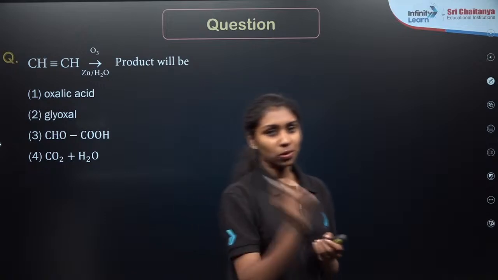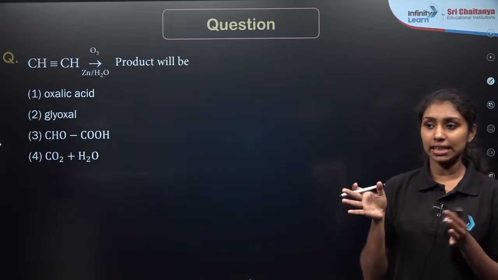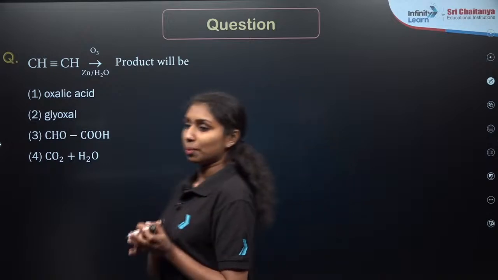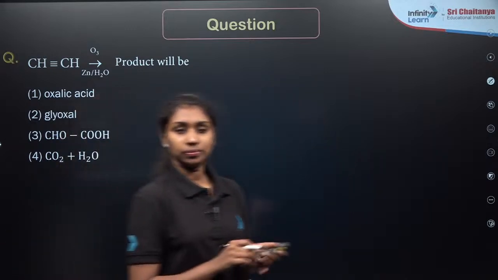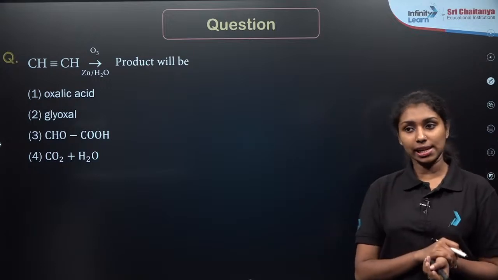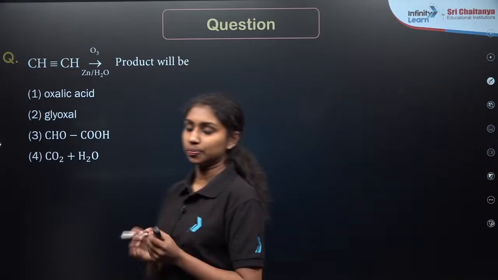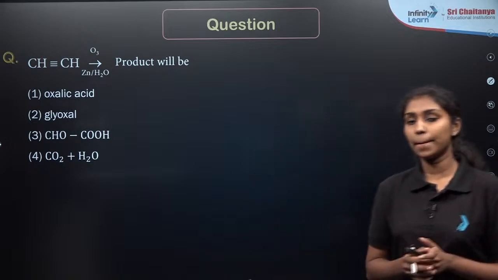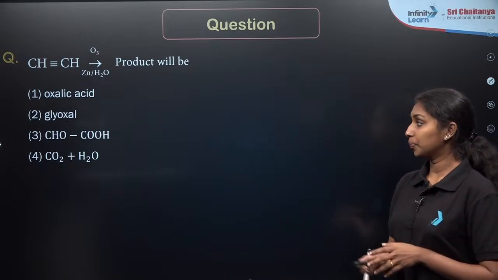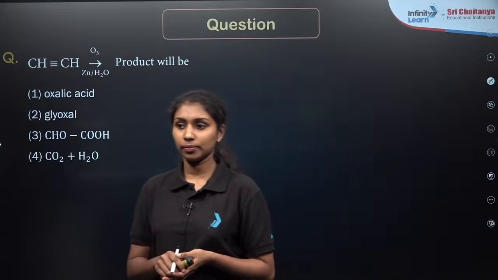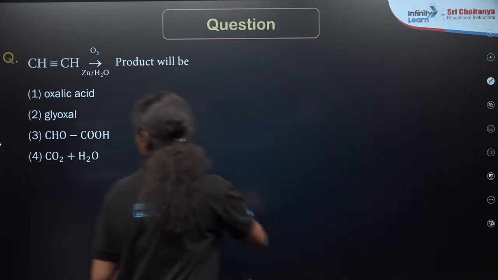Now let us practice some questions based on the topics we have covered in today's class. Here is the first question. Just give me the answer fast in the comments. What will be the product of ozonolysis of acetylene, CH triple bond CH? As we already saw, yes, glyoxal, which means option 2 will be the correct answer.